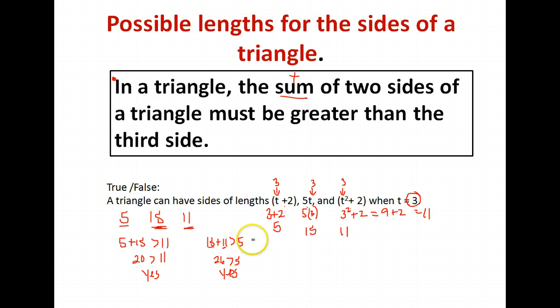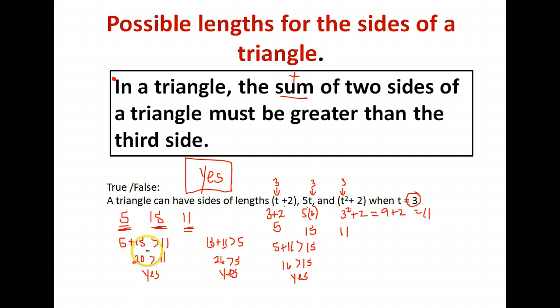Okay, and finally, our last pair we haven't worked with, 11 and 5. So 5 plus 11 has to be bigger than that third side, 15. 11 plus 5 is 16. Is that greater than 15? Absolutely. So all three pairs, when I added the two sides together, they were greater than the third side. So can a triangle have these lengths? Yes.